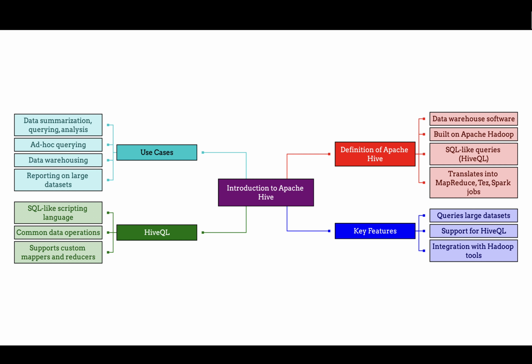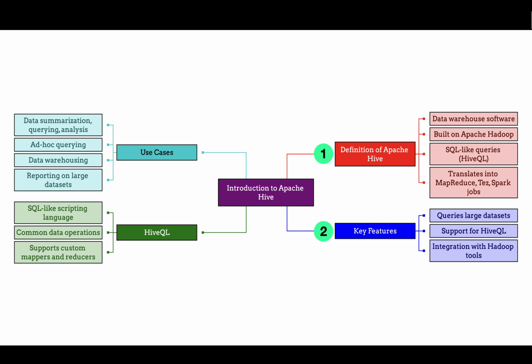Introduction to Apache Hive. 1. Definition of Apache Hive. Apache Hive is a data warehouse software project built on top of Apache Hadoop for providing data query and analysis. It translates SQL-like queries, HiveQL, into MapReduce, Tez, or Spark jobs.